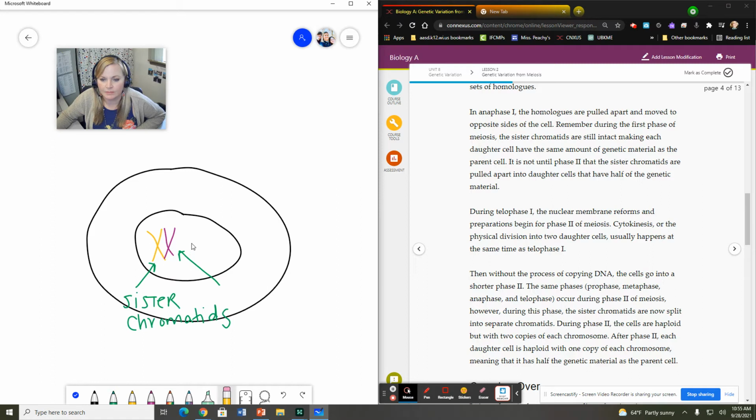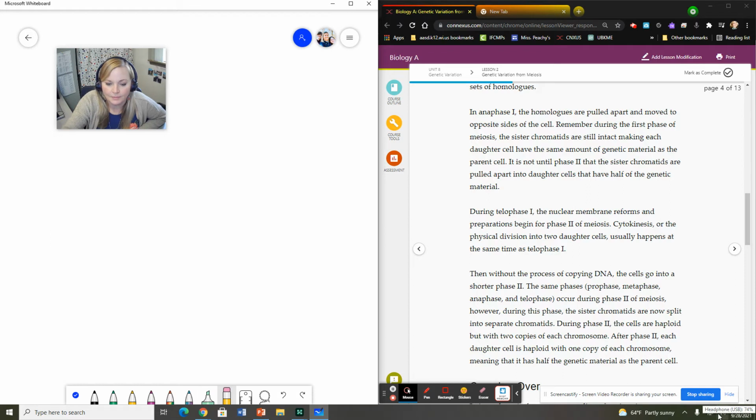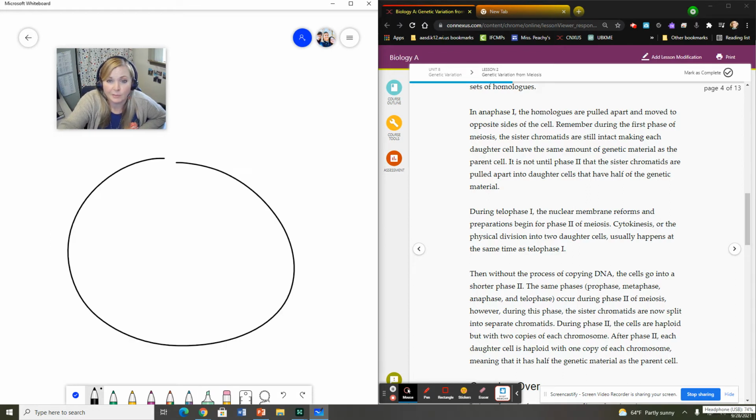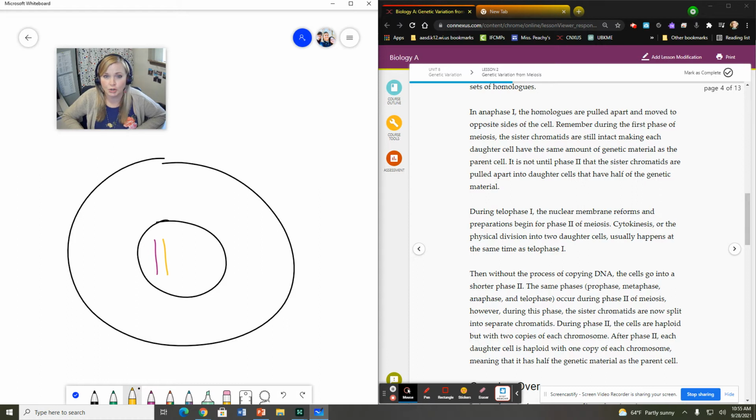So I'm going to erase this first because I think it's easier if I do this. Let me just start this whole page over. So before replication, I think that's an easier place to start. We have two copies of each chromosome. One came from your mom and one came from your dad. So we'll color them different colors. Let's say the burgundy one came from mom and the yellow one came from dad.